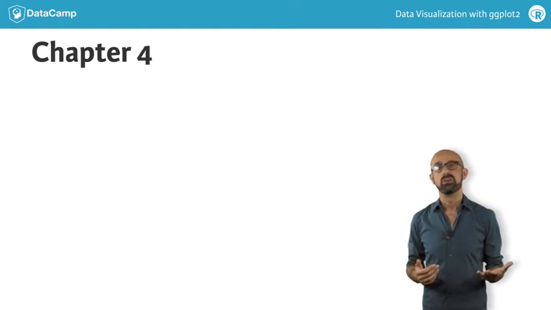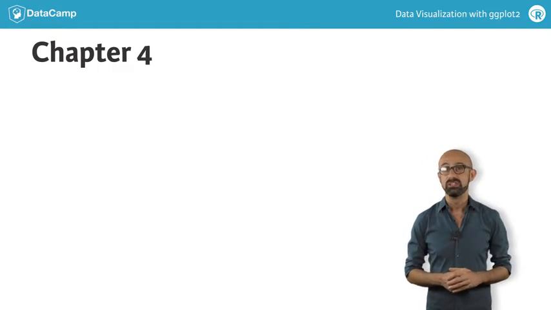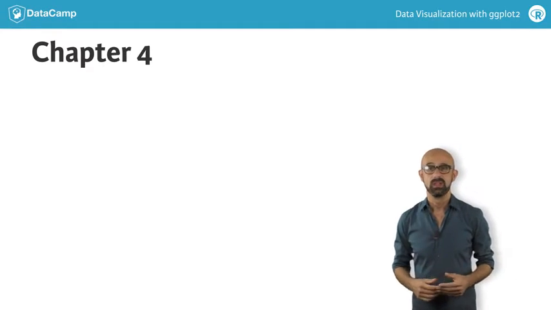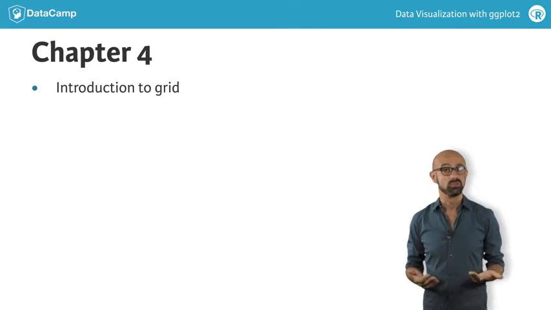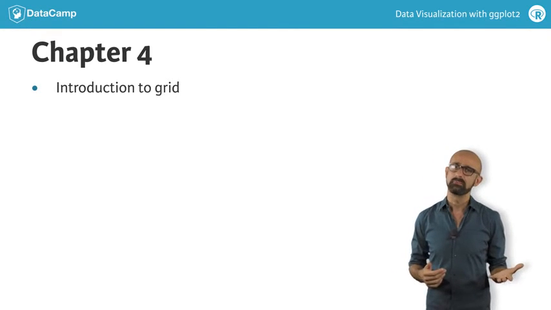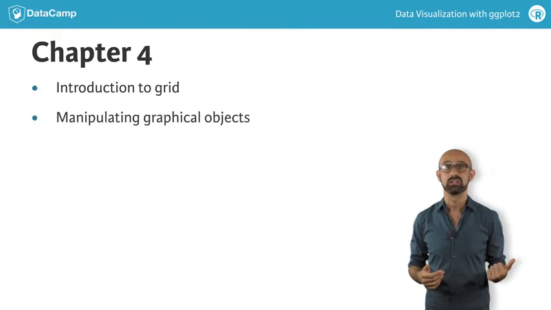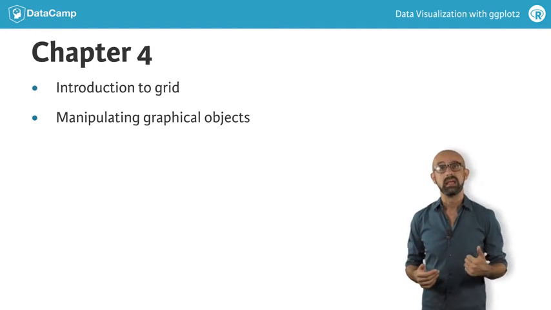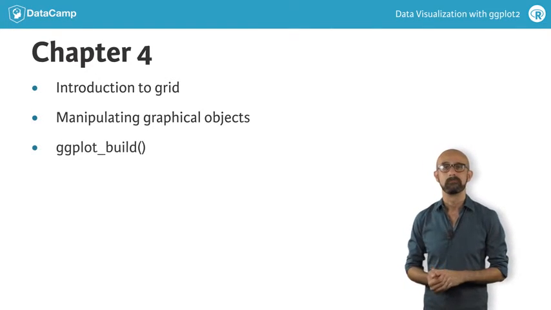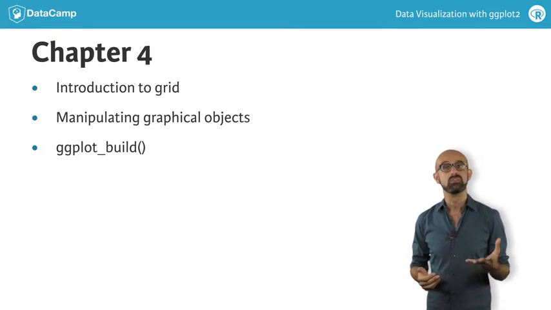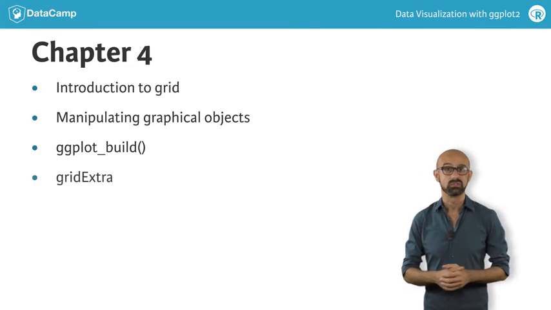In the fourth chapter, we're going to get under the hood by digging into the internals of ggplot2 objects. For this, we'll begin by looking at the basics of the grid package on which ggplot2 is built. The next step is to begin manipulating graphical objects that we've made with ggplot2 and look at more efficient ways of doing that with some built-in functions in ggplot2, such as ggplot_build. In the last part, we'll make use of a useful accessory package called gridExtra.